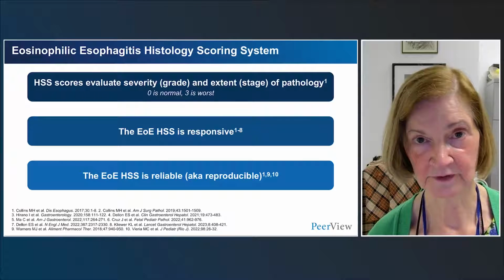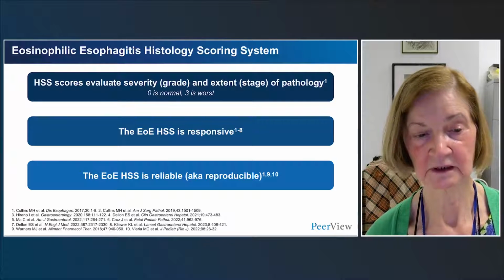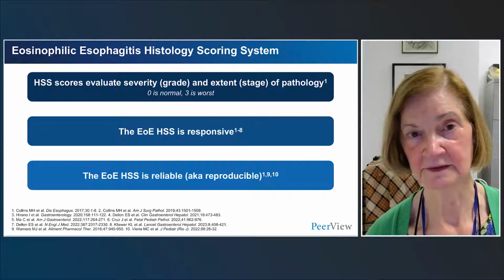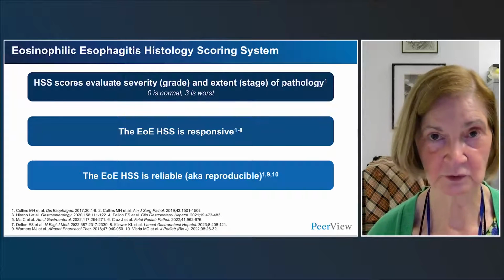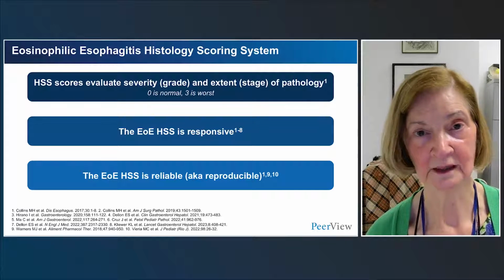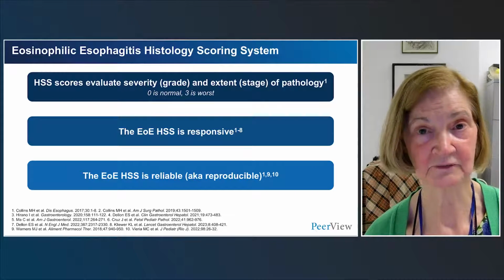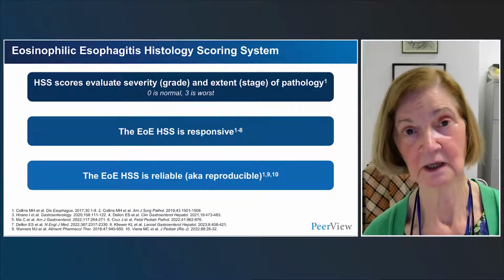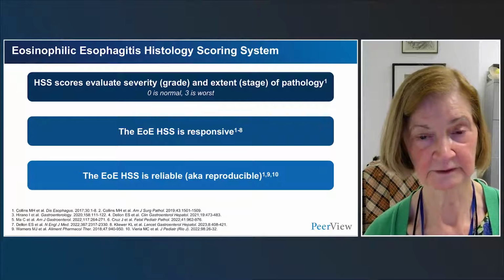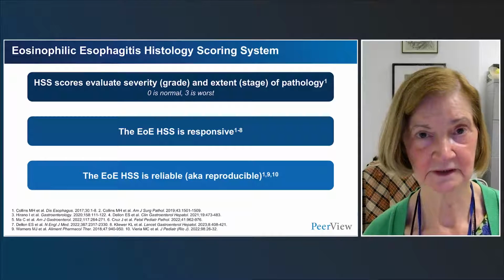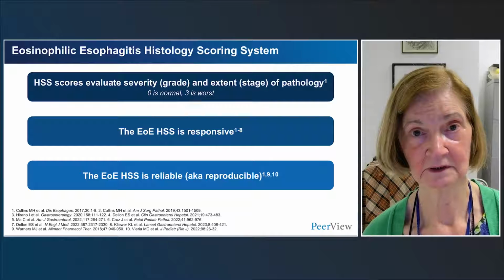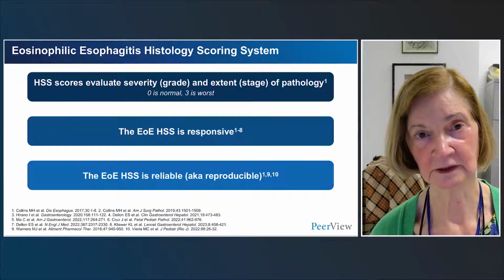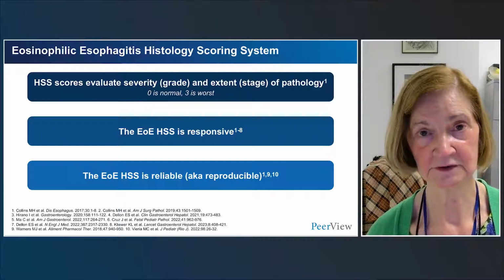We know now that the EoE HSS grades the severity of the abnormalities using a grade score and also analyzes the extent of the tissue that is affected by the abnormality as a stage score on a scale of 0 to 3, and that this is a responsive scoring system, meaning that it changes in the way that you think it might given the clinical situation.